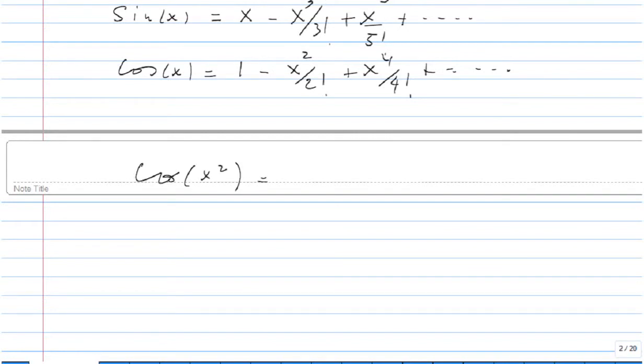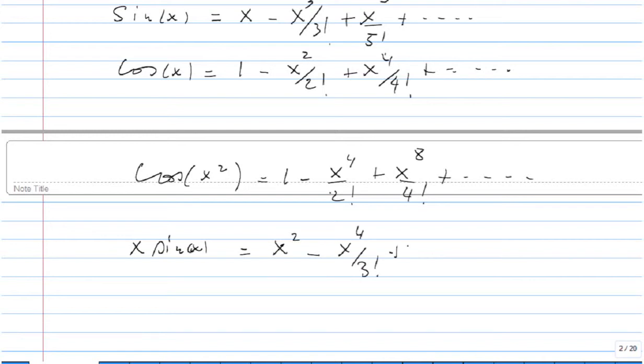So we have to plug in x squared. So we get 1 minus x to the 4, because it's x squared squared, over 2 factorial, plus x squared to the fourth, x to the 8, over 4 factorial, etc. And now we need x sine x, and that's x squared minus x to the 4 over 3 factorial plus x to the 6 over 5 factorial, etc. And now we have all the functions to generate what we want.